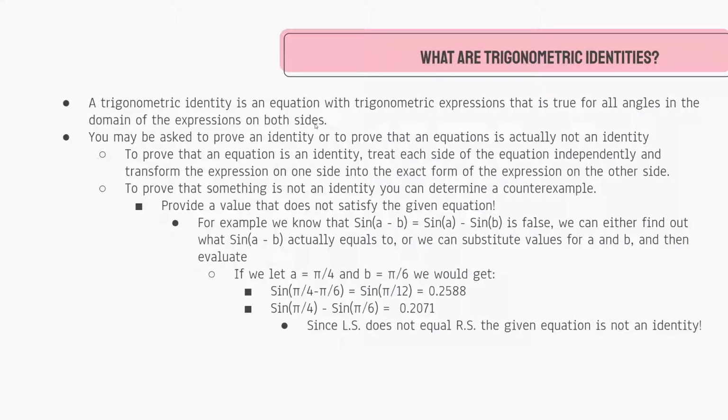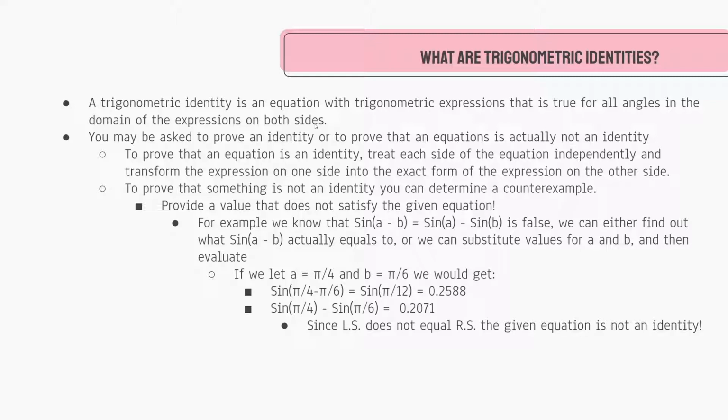So in this chapter, you might be asked to prove that something is an identity, or prove that an equation you're given is not actually an identity. To prove that an equation is an identity, it's quite simple. All you have to do is treat both sides of the equation independently, and then transform the expressions on one side into the exact form of the equation on the other. So again, we're trying to make them equal.